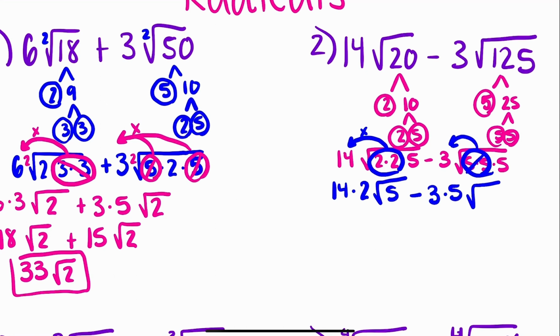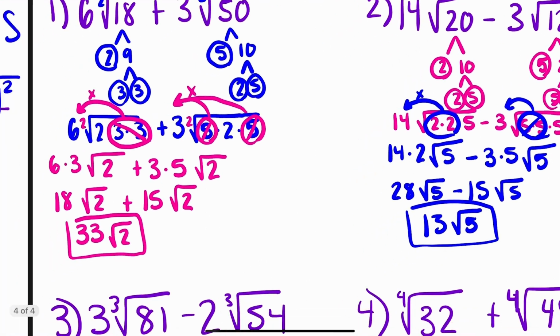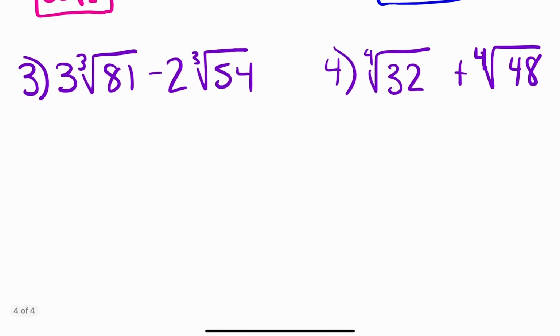And under the radical, I'm left with 5. Simplify it down. 28 times the square root of 5 minus 15 times the square root of 5 equals 13 times the square root of 5. Done with that one. All right, let's keep trudging.